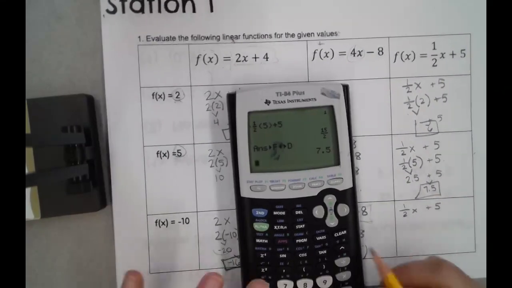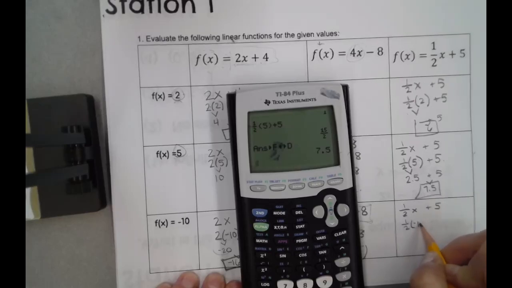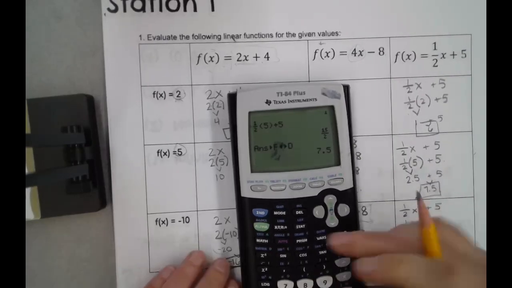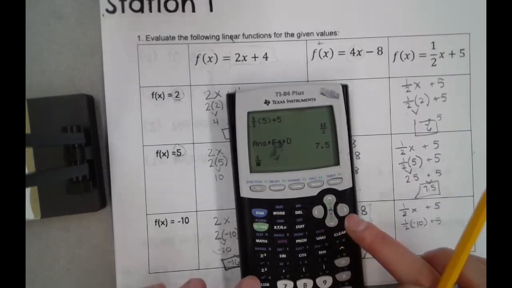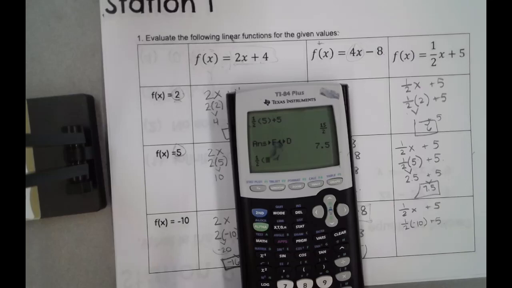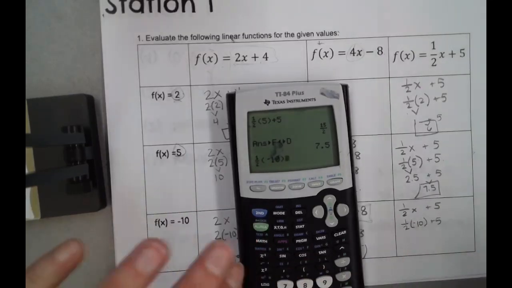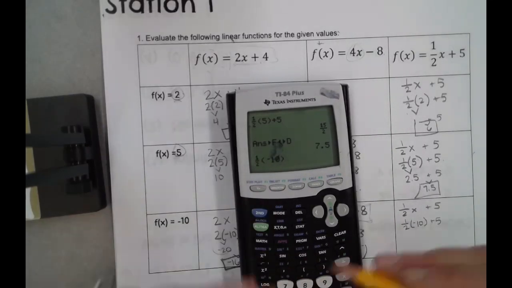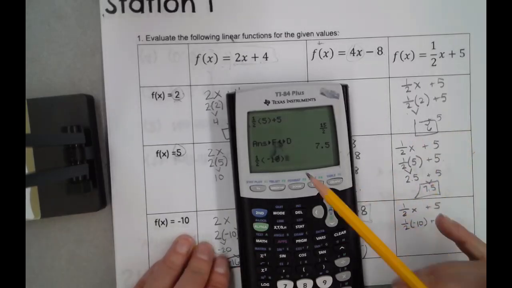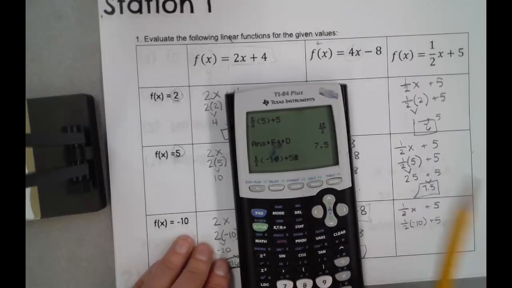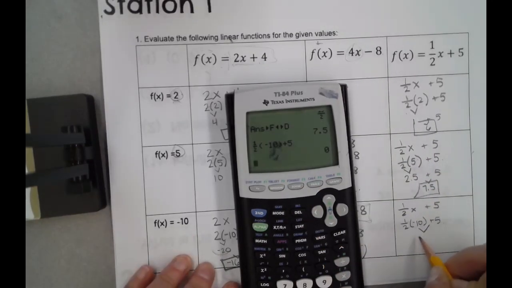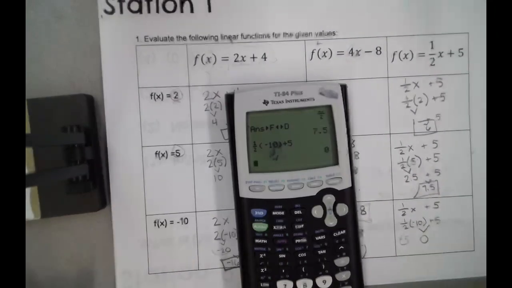Last one. Do it on your own. 1/2 times negative 10 plus 5. Alpha y equals, fraction 1/2 times negative 10. It's cool because the parentheses automatically tell the calculator to multiply. We don't even have to put the multiply symbol in between. Half of negative 10 plus 5, enter, is 0. And that makes sense, because 1/2 times negative 10 is negative 5, and negative 5 plus this 5 together makes 0. Beautiful.